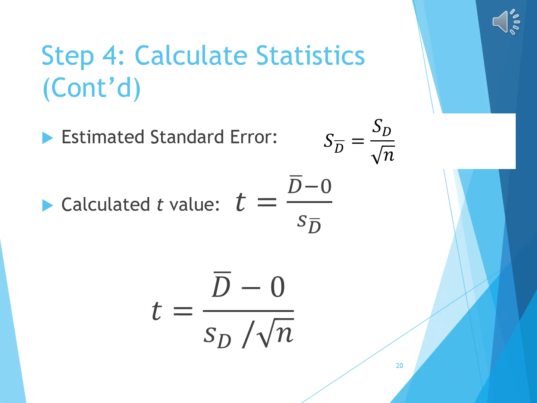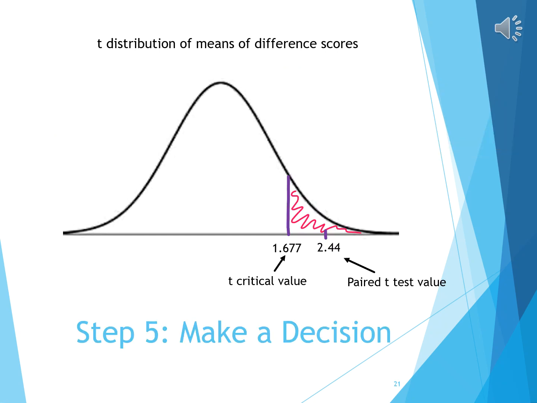Basically, in this case, the t-score equals the mean difference score, d bar, minus 0, which is the population mean, divided by the standard deviation of difference scores over the square root of your sample size. So now we can set up our t-distribution of means of difference scores.